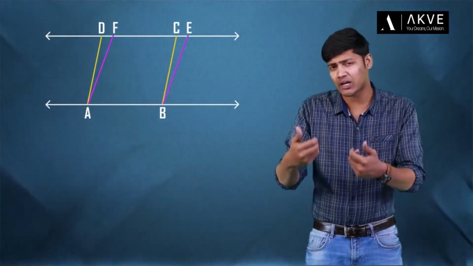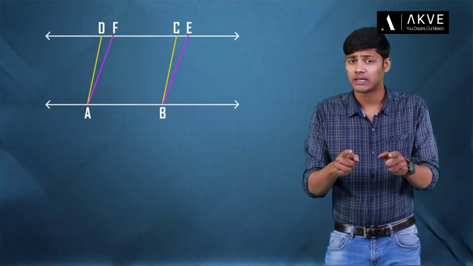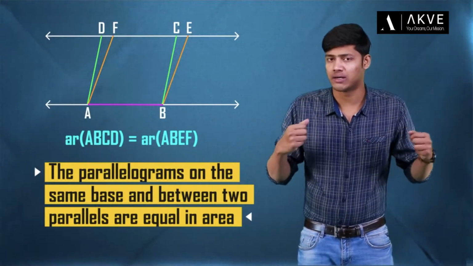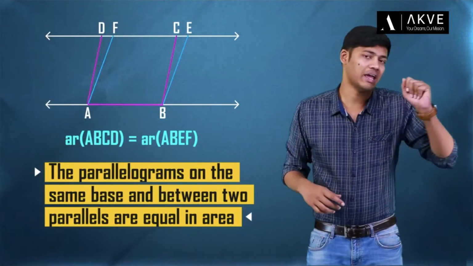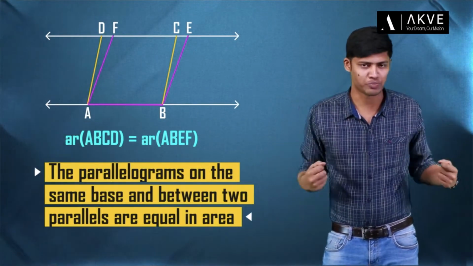Hello friends, we have been talking about parallel lines and parallelograms. In particular, we have been talking about parallelograms in between parallel lines. We saw that the parallelograms on the same base and between two parallels are equal in area. This is the theorem that we proved in our last video.